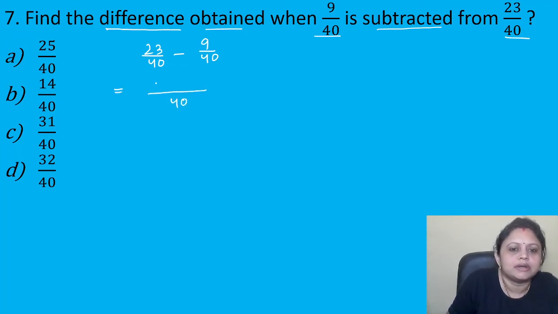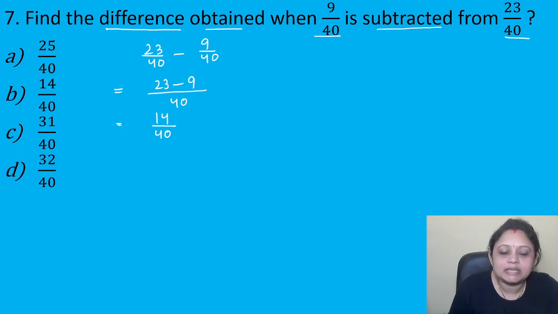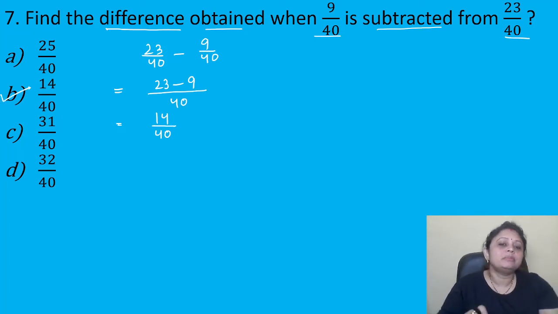So it is 40 here. Then 23 minus 9. Okay. And 23 minus 9, what will be the answer? That is 14 by 40. Okay. And it is present in option B. So option B is the correct answer. Right. Coming to the next question.